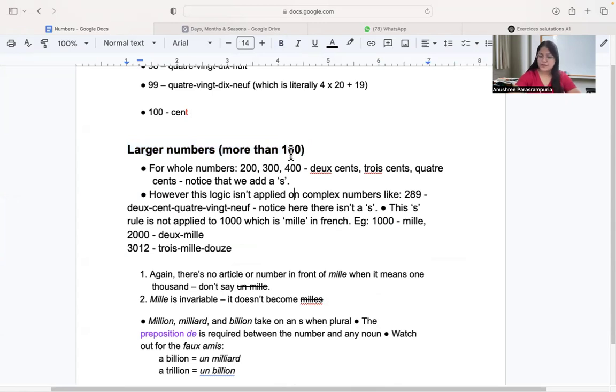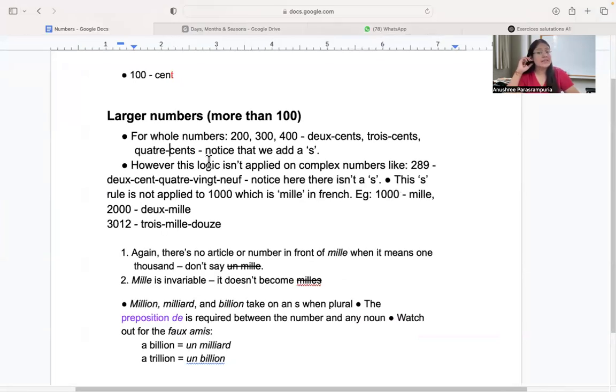Let's begin. For whole numbers in French larger than 100, 100 is called cent. However, if I want to say 200 in French, any guesses? It will be deux cents. If you see, cent takes an S because I'm saying 200s. Then trois cents, quatre cents, and so on: cinq cents, six cents, sept cents, huit cents, neuf cents. So for whole numbers with hundreds, cent will take an S.